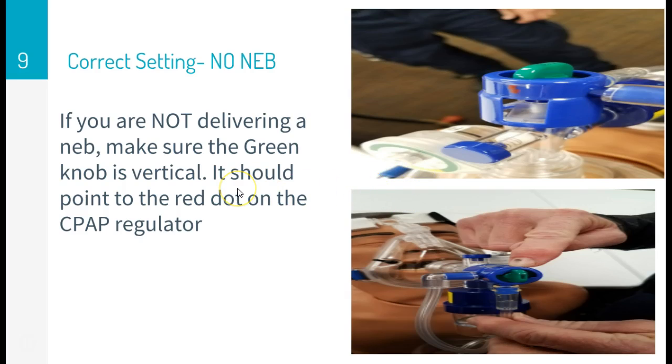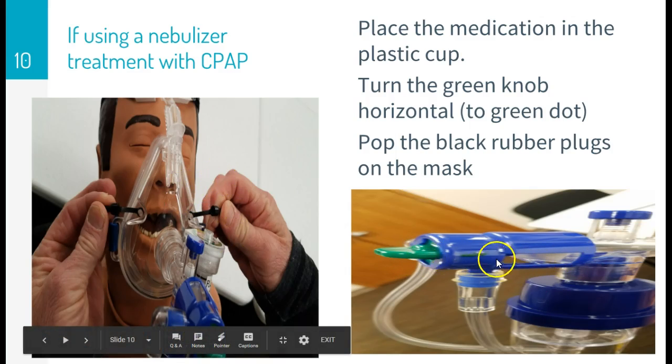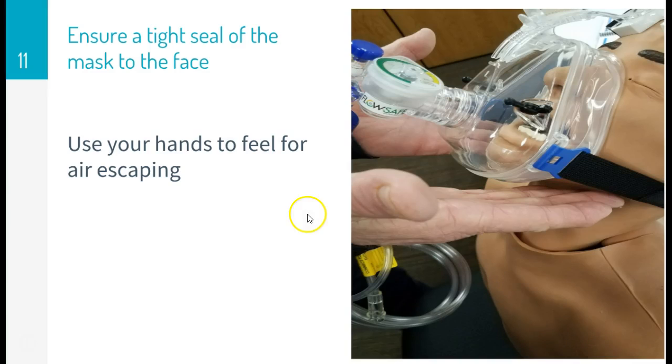If you want to deliver a nebulized treatment, so a DuoNeb or albuterol, make sure you have the little green knob turned horizontal towards the green. Also, if you're delivering any kind of medication at all, you're going to see this medication clouding up in the mask. Make sure you pop off these 2 little rubber stoppers here as a way to make sure we can get some flow as we're delivering that medication, but not too much flow, obviously.